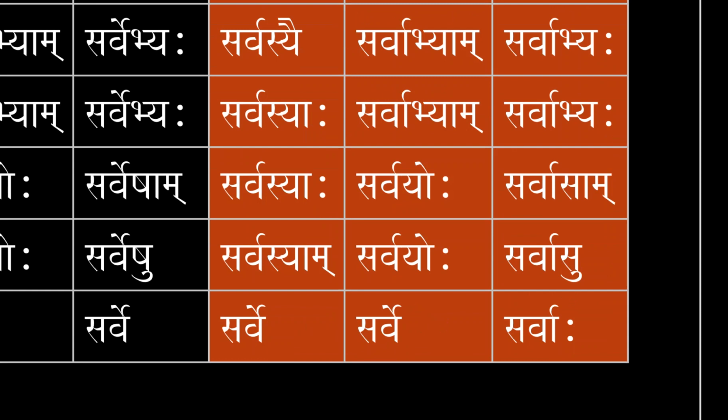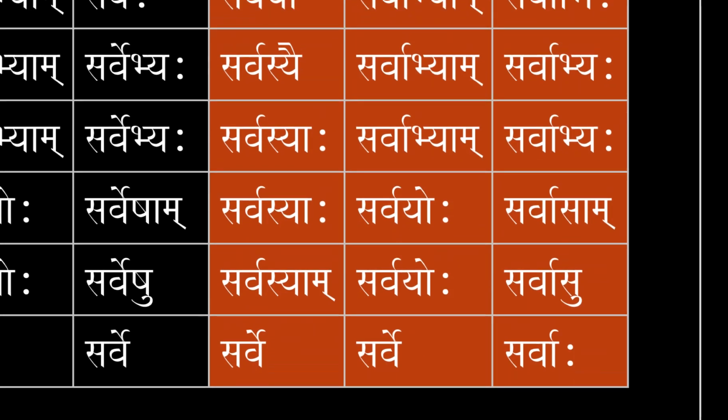For genitive, we have singular, dual, and plural, sarvasyāḥ, sarvayoḥ, and sarvāsām. For locative, singular, dual, and plural, we have sarvasyām, sarvayoḥ, and sarvāsu. And then vocative, we have he sarve, and he sarvāḥ.